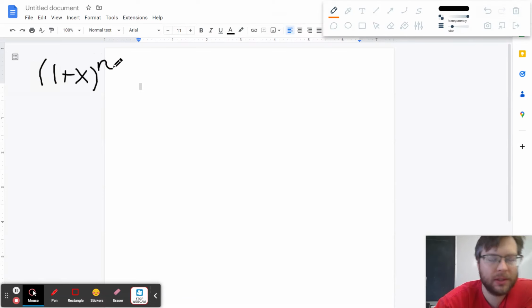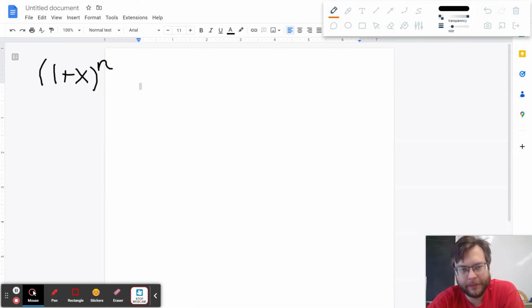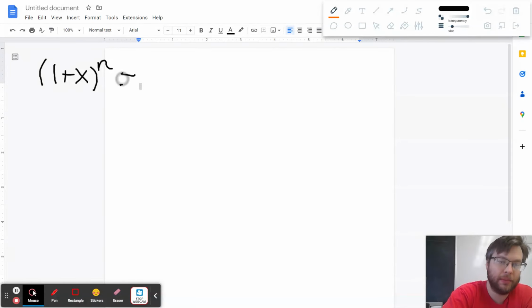Okay, so (1 + x)^n. What the binomial theorem says is that if you imagine the factors written out all in a row, n copies of them, there are different numbers of ways of getting each of the terms in the expansion. So first thing I'm going to do is start writing out the binomial theorem.